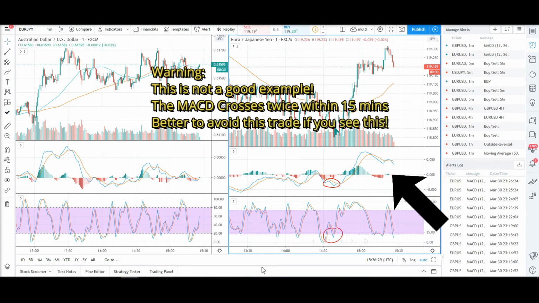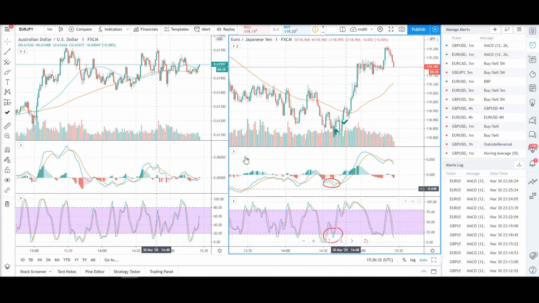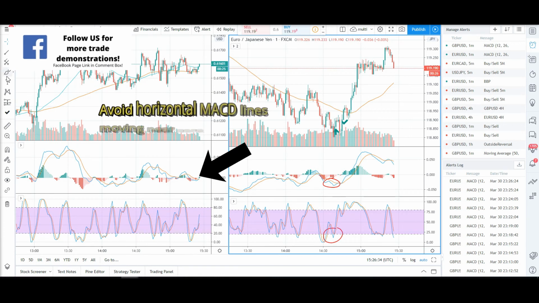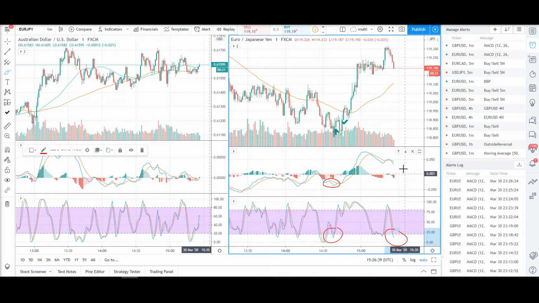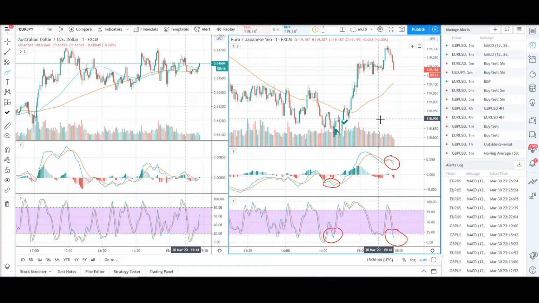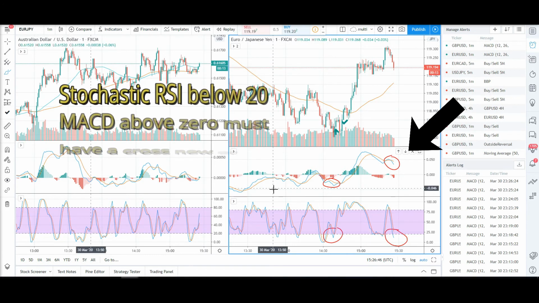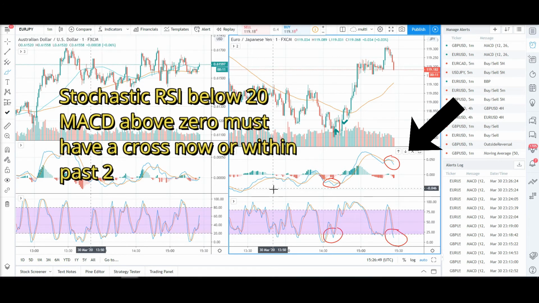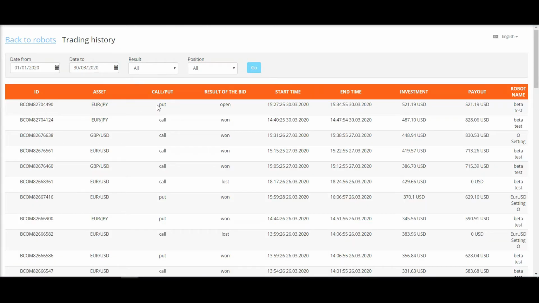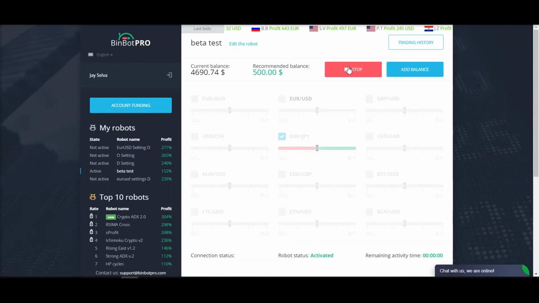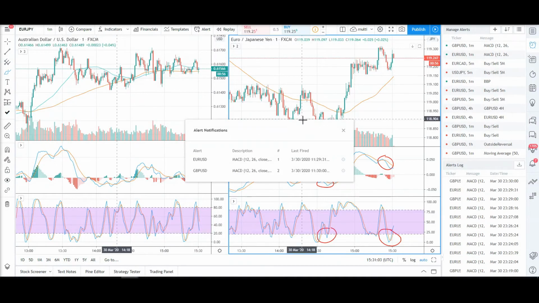Okay, so when the stochastic RSI crosses below 20, we will look for either the MACD below 0 with a gap between the orange and blue line, or if the MACD is above 0, there must be a cross between the blue and the orange line within the 2 minutes prior to the current price structure that you see. Okay, so let's wait for a trade to be executed. There's a put trade at 15.27. We turn off the robot and we'll see how it goes.